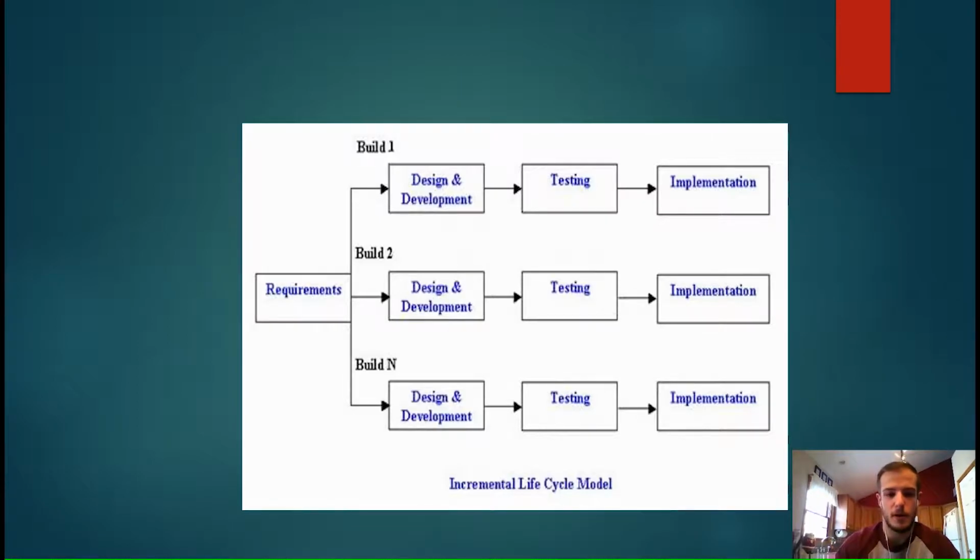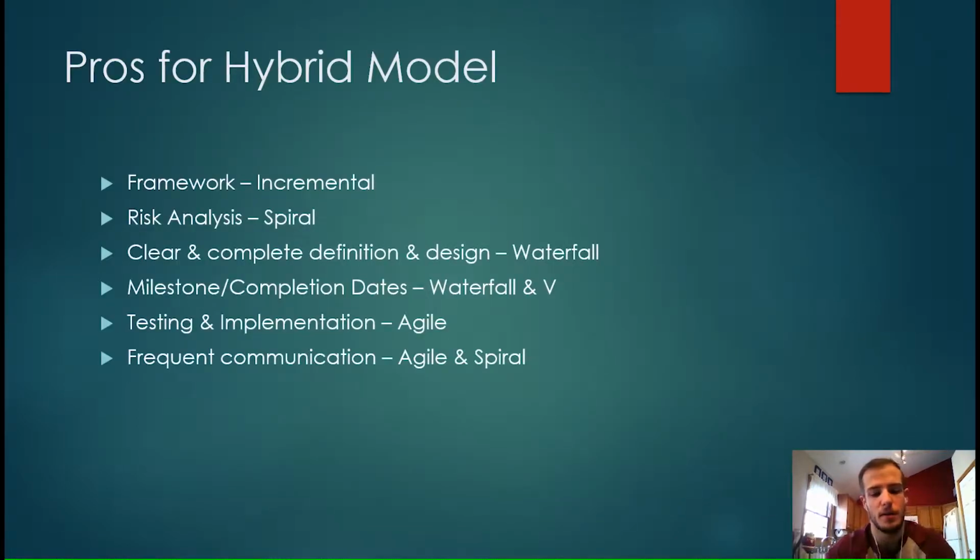So with all that being said, the pros that I looked at specifically for my hybrid model, I do like the framework of the incremental model as far as getting all the requirements and then breaking it down into smaller, more manageable sections. I do like the risk analysis from the spiral model. I feel like a risk analysis phase is important because it'll help eliminate possible problems in the future.